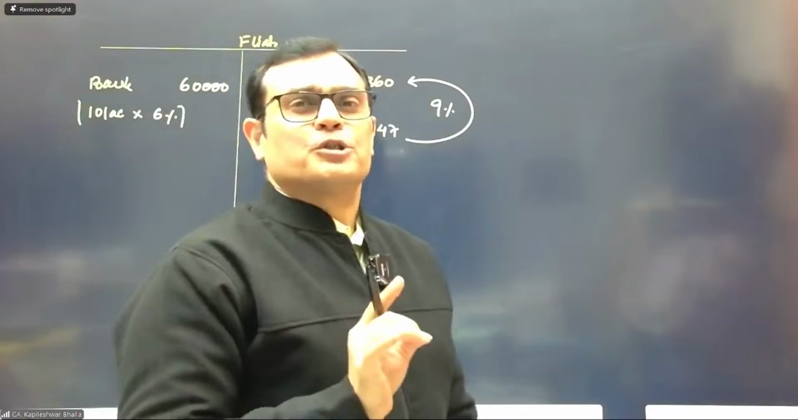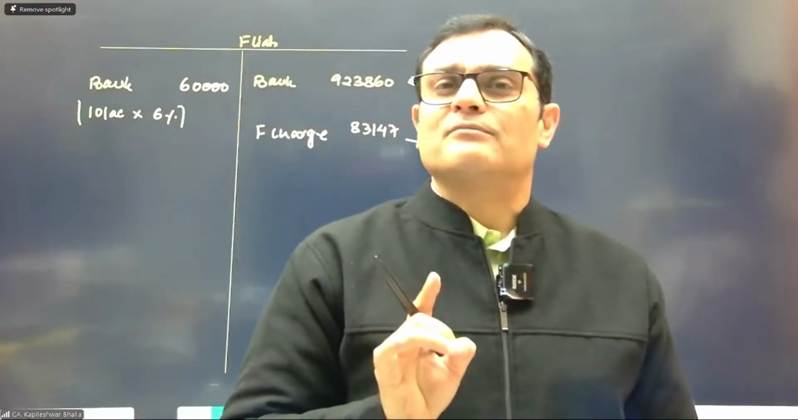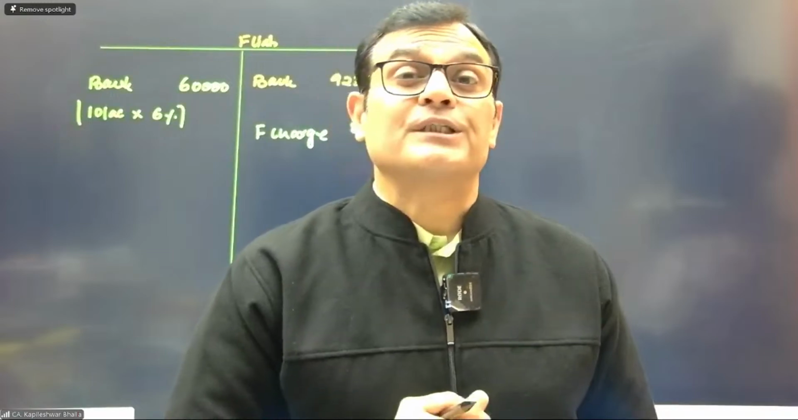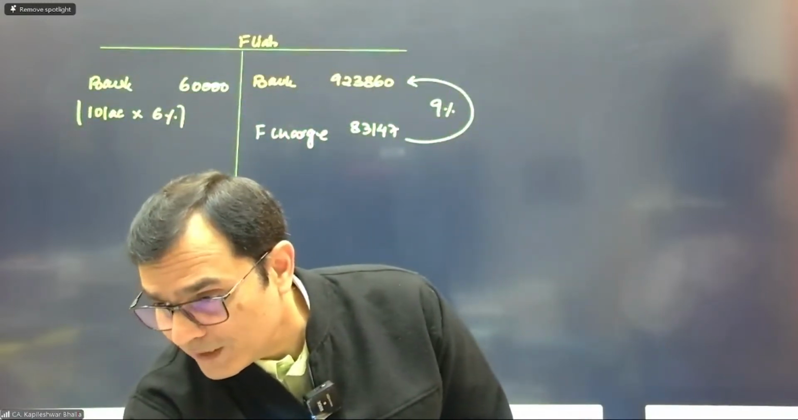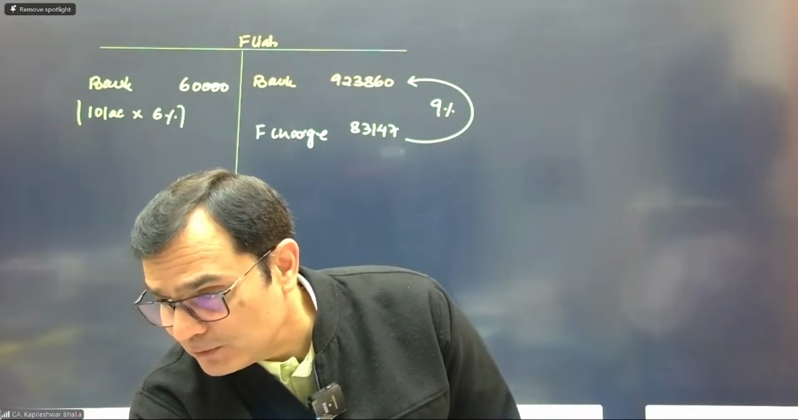How much are you going to charge in the profit and loss account of the company? Is it going to be 83,147 or is it going to be 60,000? 83,147. Wonderful indeed. That is absolutely correct.